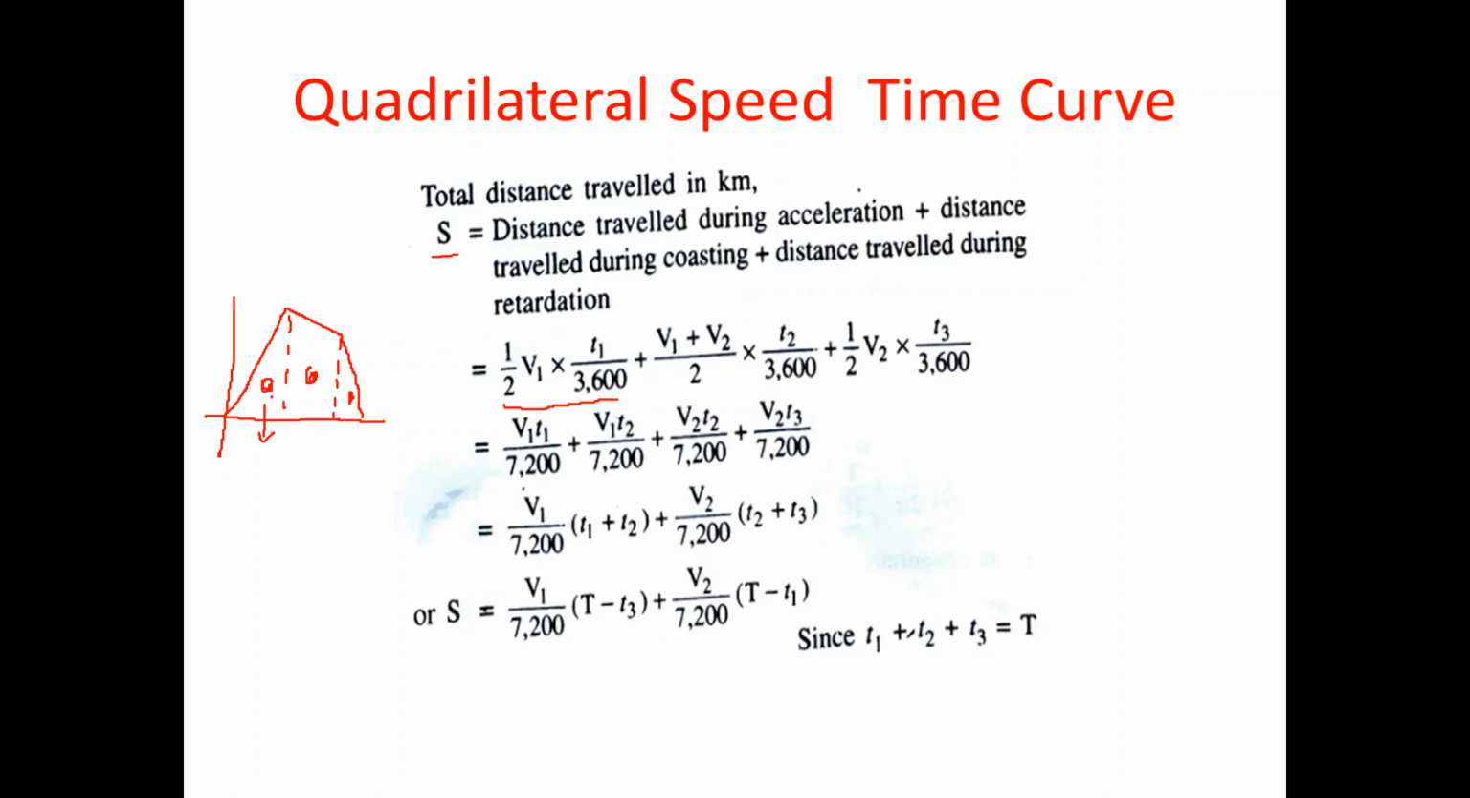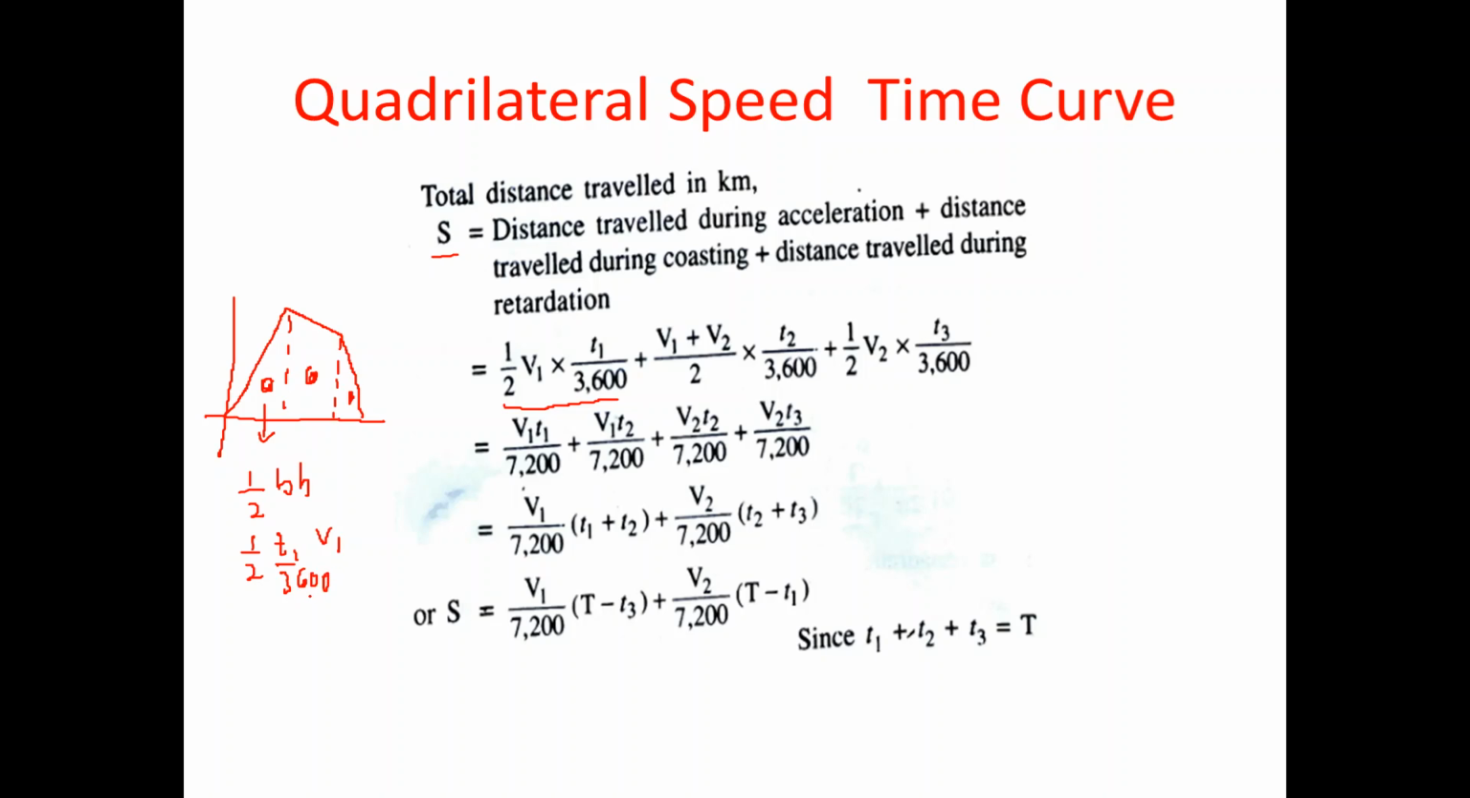Because this is a triangle, we know that the area of the triangle is half base into height. So half base is T1 and the height is V1, and it is divided by 3600 so that we get the distance in kilometer.